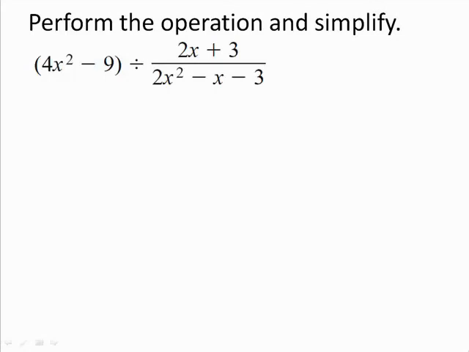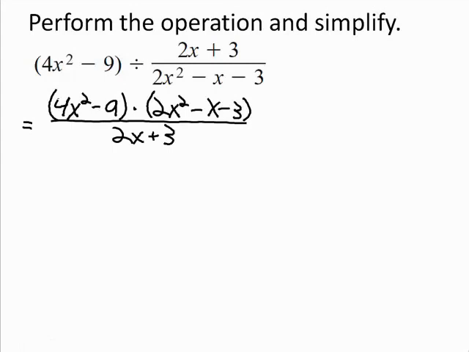Perform the operation and simplify. The quantity 4x squared minus 9 divided by 2x plus 3 divided by 2x squared minus x minus 3. When dividing by a fraction, invert the divisor and multiply. The quantity 4x squared minus 9 times the quantity 2x squared minus x minus 3 divided by the quantity 2x plus 3. The quantity 4x squared minus 9 factors into 2x minus 3 and 2x plus 3, and the quantity 2x squared minus x minus 3 factors into 2x minus 3 and x plus 1.